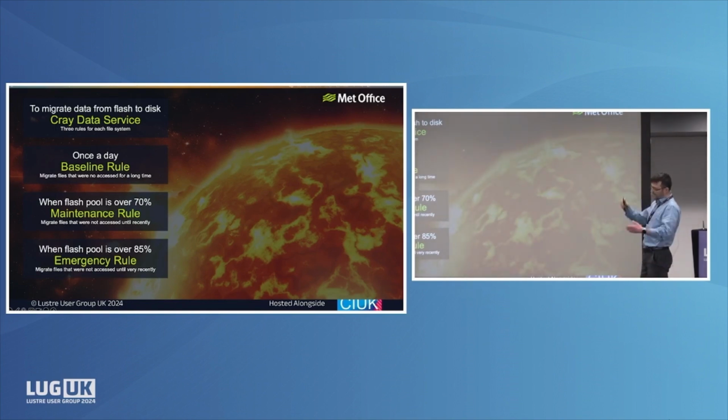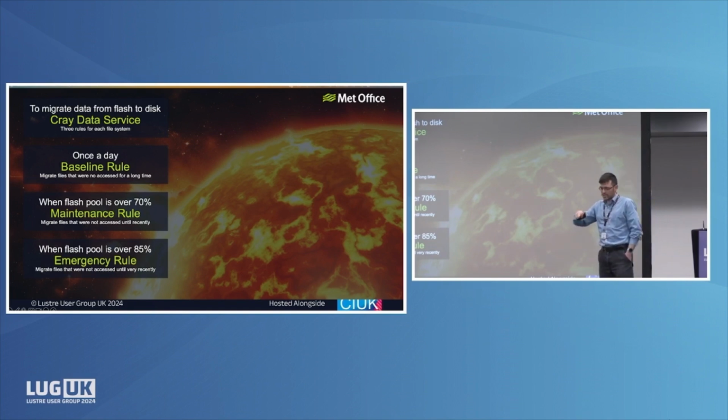So we have this multi-tier file system. And naturally, it's not something that is easy to manage. We can tell users, you send data here, you send data there. But what we want to do is make it as simple as possible for the user. So we have an automatic way to move the data from flash to disk. It's called Cray Data Service. That was what the vendor suggested we use.